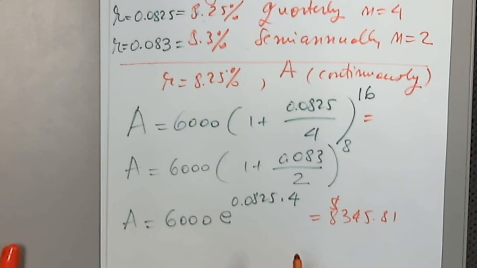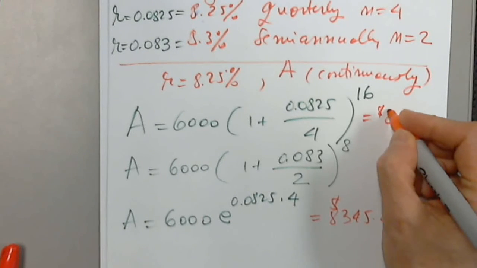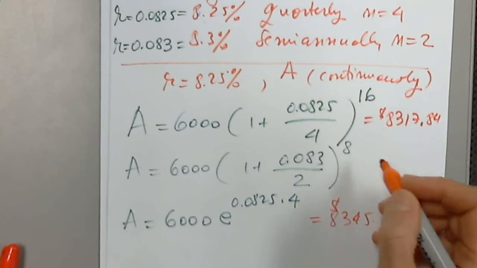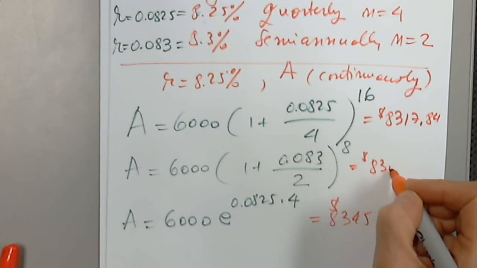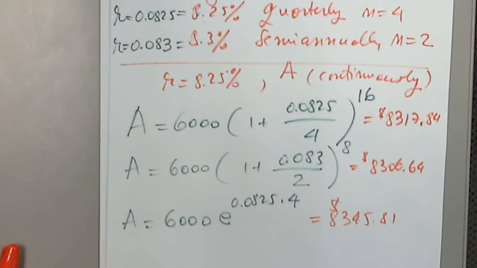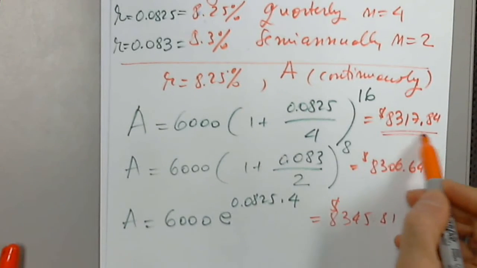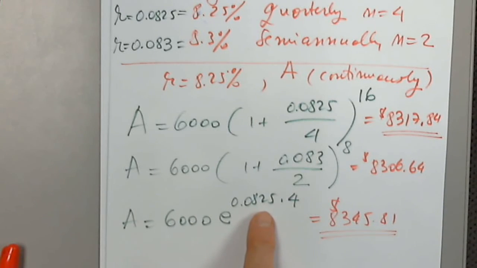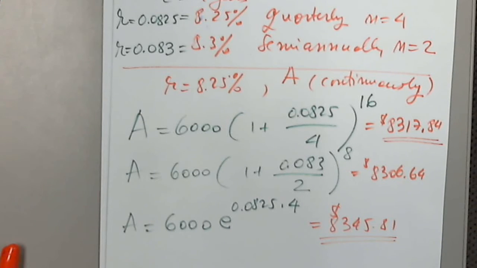So you will advise the first one, right? Because it gives more money. So this is 8,317.84. And the second one is 8,306.64. So you will advise this because it's bigger than that. But yes, the option for continuously compounded interest at this rate is better than both.